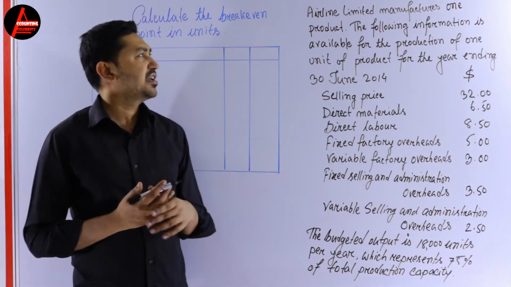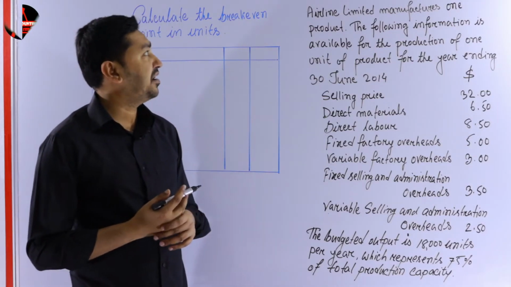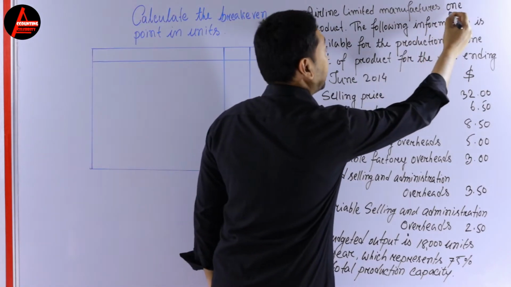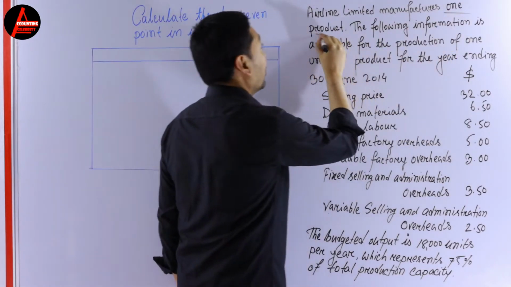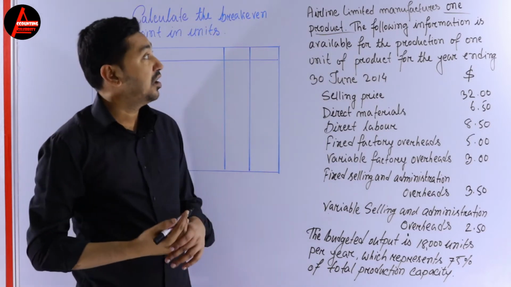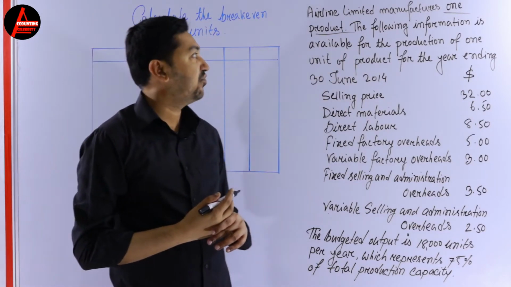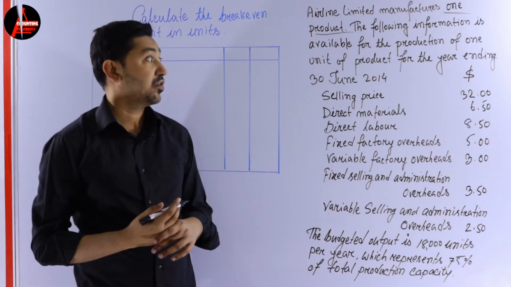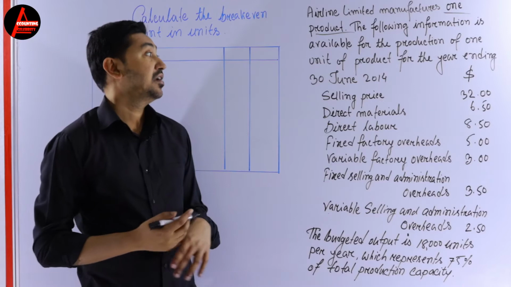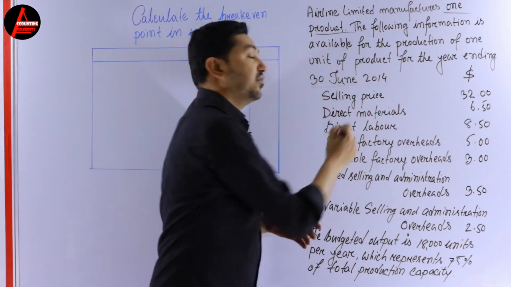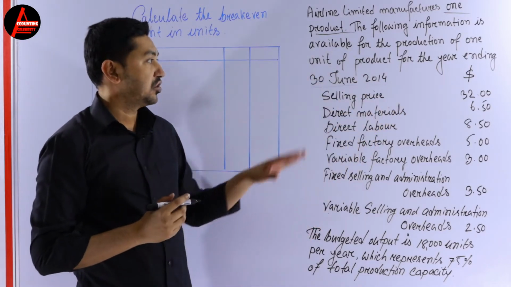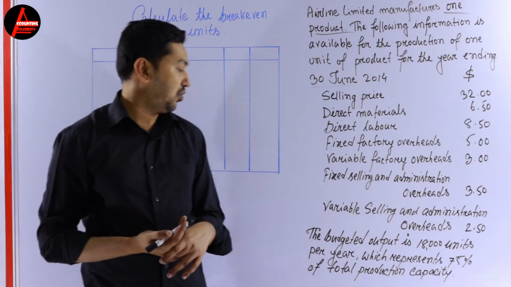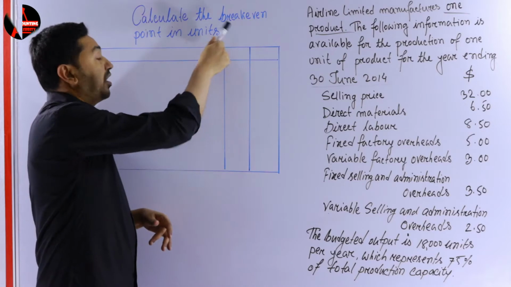Okay, look at the question here. Airline Limited manufactures one product. That means this company has only one product to produce. The following information is available for the production of one unit of product for the year ending 30th June 2014. So these are the items given in the question. So we need to calculate our break-even point.